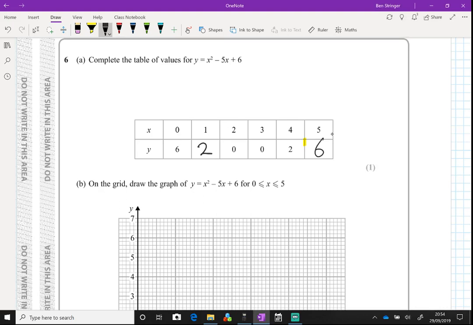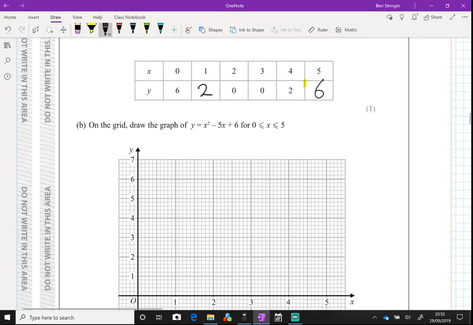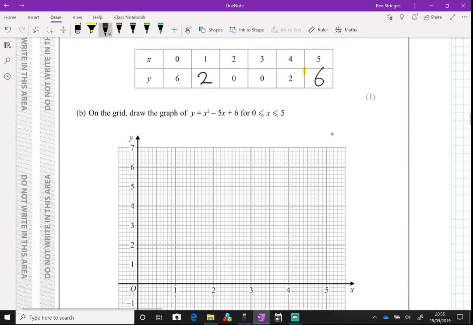You'll notice here as well, this table is symmetrical about this point. So you're going to see some symmetry here: 0, 0, 2, 2, 6, 6. That's just a case of plotting it. x is 1, y is 2. x is 0, y is 6. x is 2, y is 0. x is 3, y is 0. x is 4, y is 2. And x is 5, y is 6. Now try to draw a nice smooth curve, one line. Beautiful.